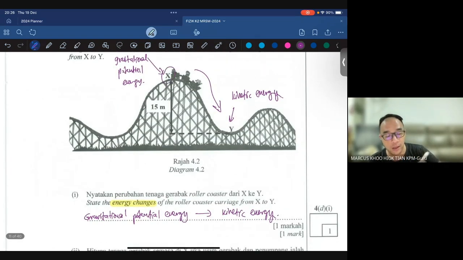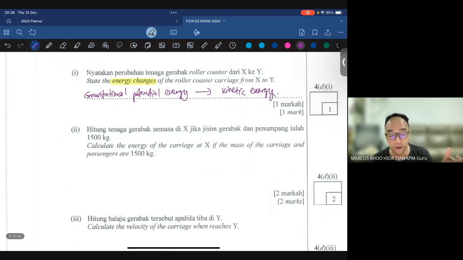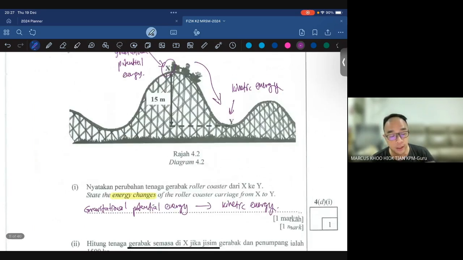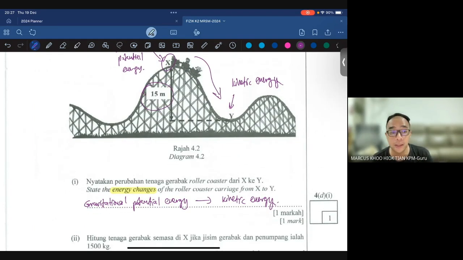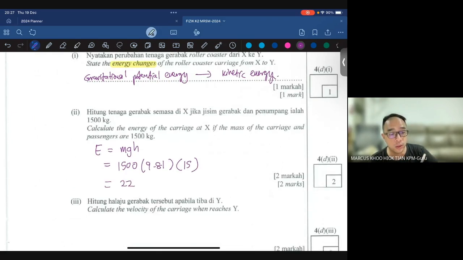Okay, at X over here, if the mass of the carriage is 1,500. Gravitational potential energy is mgh. So the mass is 1,500, the g is 9.81, and the h is 15, sebab dia punya ketinggian sini adalah 15 meter. So our answer will be 220725 joules. I think the answer is exact lah. 220725 joules.